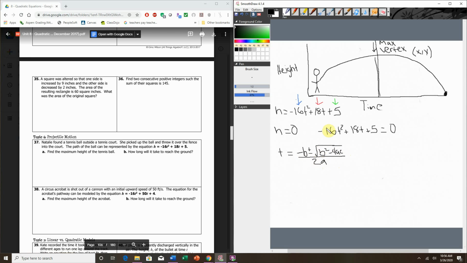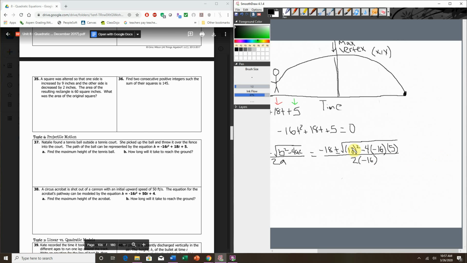Okay, so we already have our equation here. We already talked about what our a, b, and c term is, so we're just plugging in now. So it's going to simplify to negative 18 plus or minus the square root of 18 squared minus 4 times negative 16 times 5, all over 2 times negative 16.